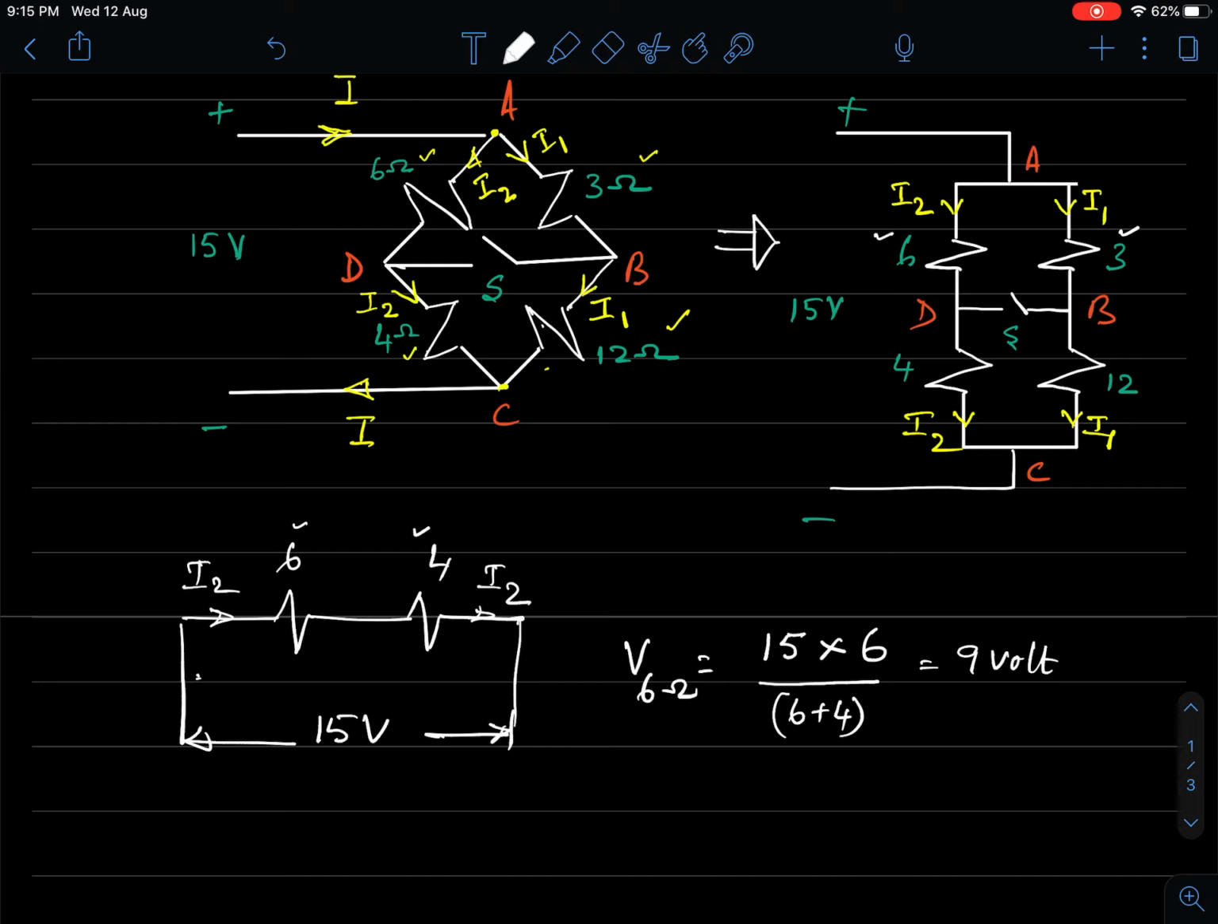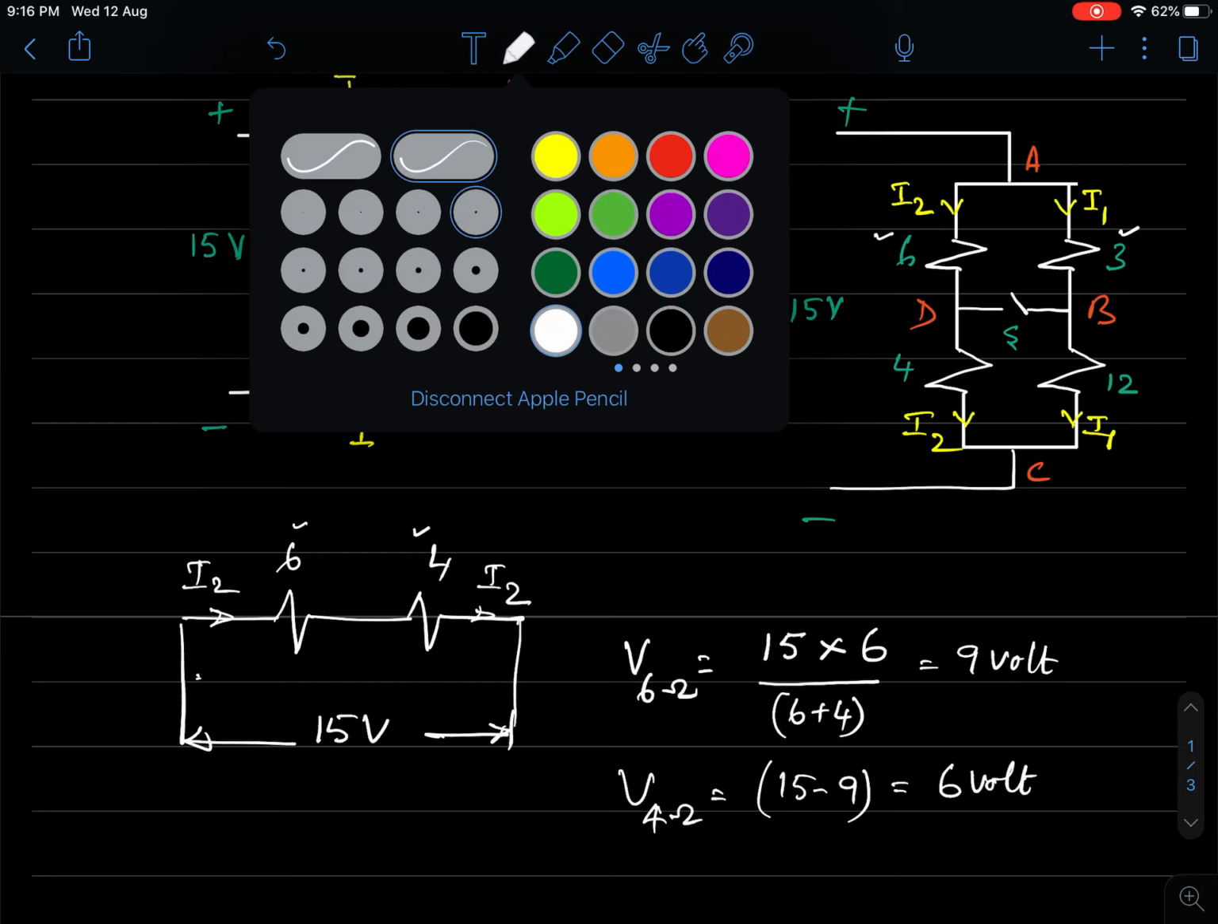So what is the potential difference across 4 ohm? Though we are not interested in this value, we'll simply compute. It is simply 15 minus 9. Total is 15, 9 volt is dropping across 6, so the remaining 15 minus 9, that is 6 volt, is dropping across 4 ohms. So I will now write these values here in the network.